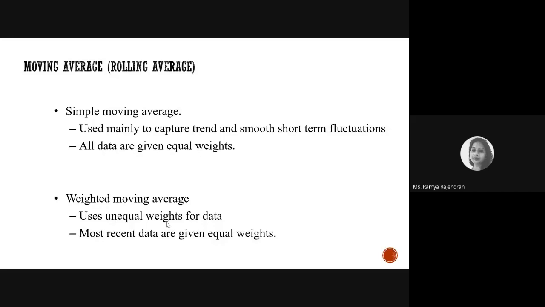When you provide your data with equal weights, you call it a simple moving average. But when you provide unequal weights for your data, for example when you give more importance to the recent data while applying time series techniques, you call that the weighted moving average method. We'll just see the formula here.